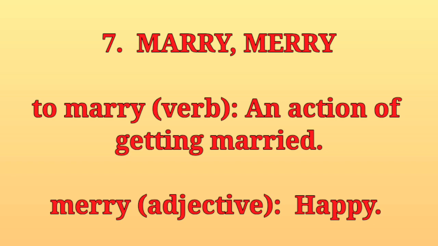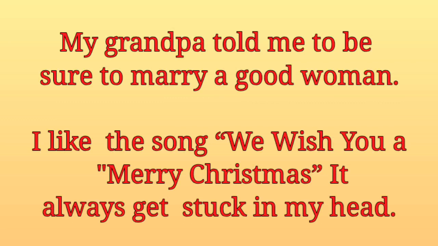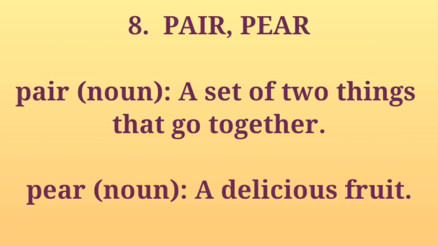Now the next pair is marry with A and merry with E. Marry with A means an action of getting married, and merry with E means happy. Generally we use this in saying Merry Christmas. Now look at the sentence. First, my grandma told me to be sure to marry a good woman. Here marry means marriage. Now second, I like this song, we wish you a Merry Christmas. It always gets stuck in my head.